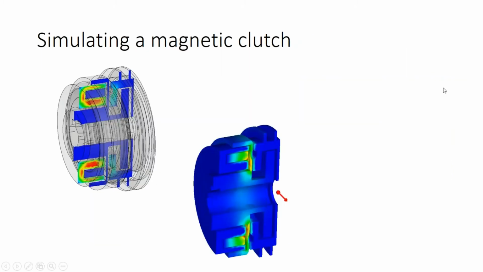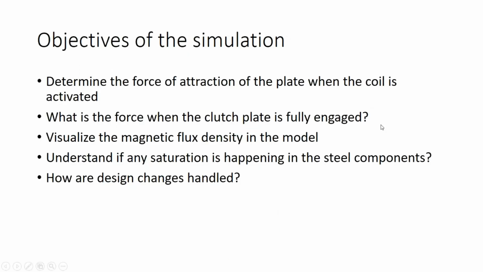Now let us look at the simulation. Let me quickly jump to SolidWorks and take you through how a simulation is performed in SolidWorks using this magnetic clutch. Before we do that, let us establish some of the objectives of the simulation. The first objective is to determine the force of attraction of the plate when the coil is activated. So just as the coil is activated, what is the force with which the follower is being attracted towards the driver?